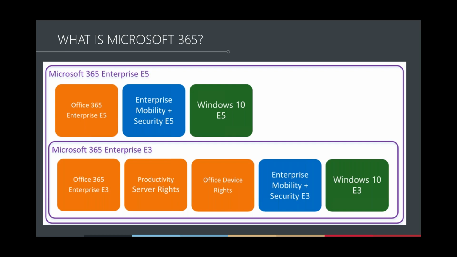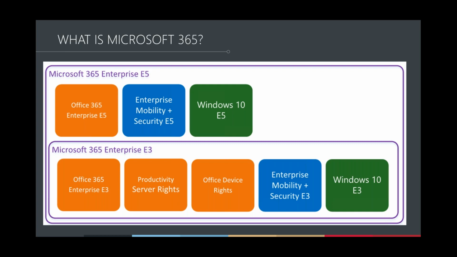What is Microsoft 365? So Microsoft 365 is effectively those three elements being brought together: Office 365, the Enterprise Mobility Suite, and Windows 10. And in exactly the same way, you can buy Microsoft 365 at E3 or Microsoft 365 at E5 level.